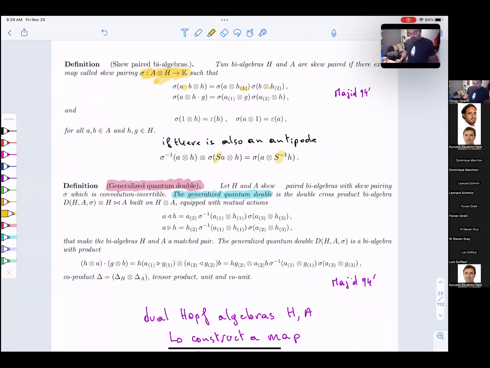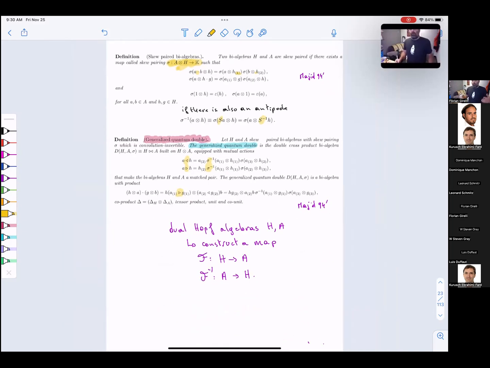And so Majid showed that if you have a pair of dual bialgebras like that, then you can actually put them together, form a matched pair, and that's how you can then construct the quantum double. And in fact, you can also construct what you call the action and the back action in terms of this pairing. So that's a general theory. We have a pair of algebras, and then here we have this quantum double. And this quantum double, as I said before, is a key structure behind the Chern-Simons formulation, and the BF theory and so on.